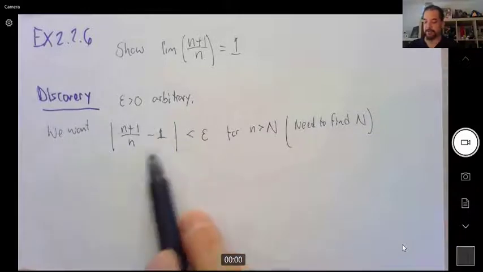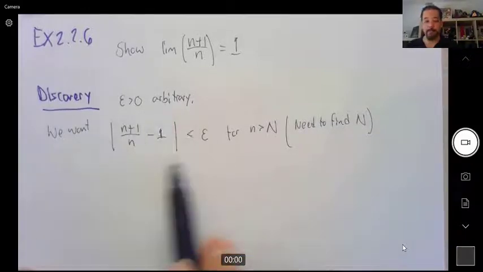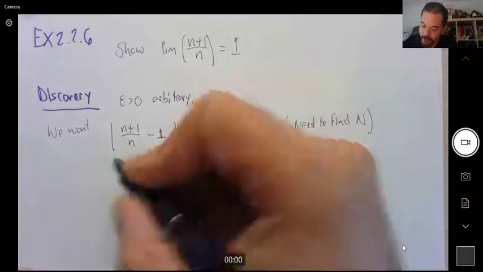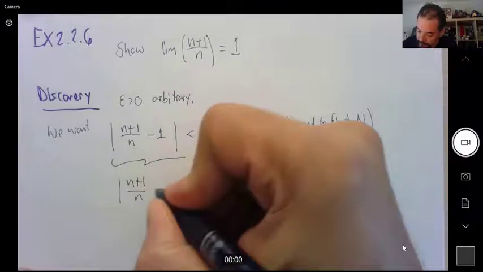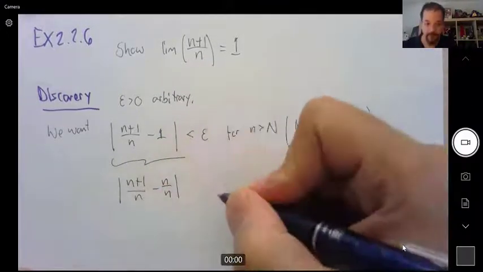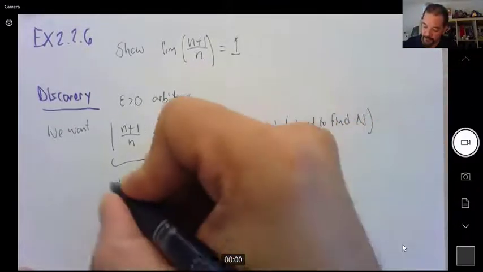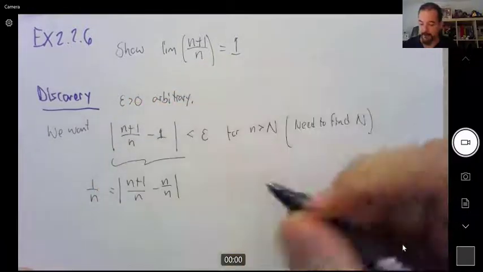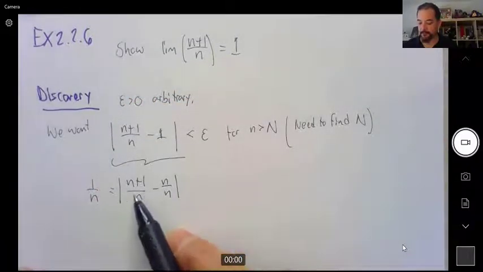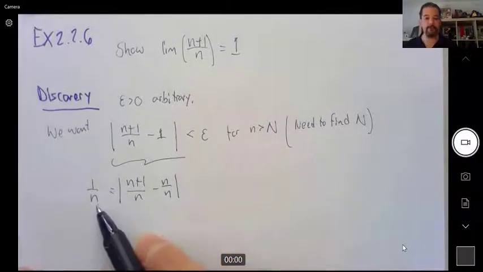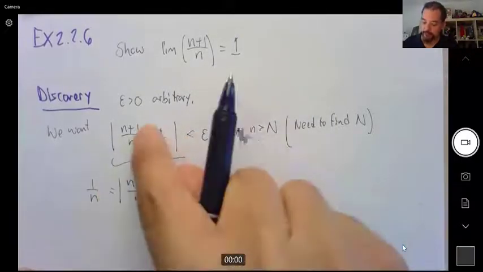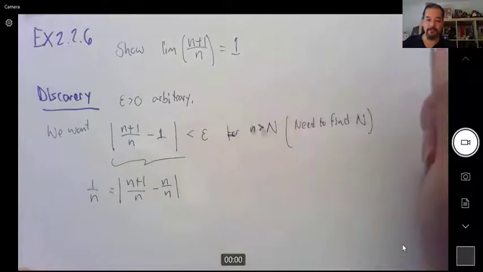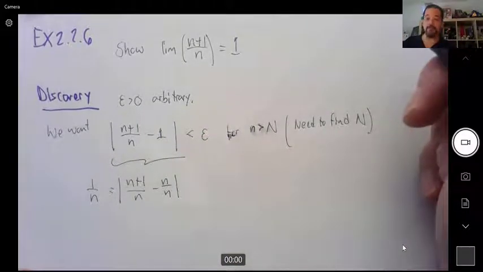Well, let's make sense of this expression, right? What is this expression? Well, this expression is n plus 1 over n minus n over n, right? So in other words, it's just 1 over n. Yeah, I don't need the absolute value bars, because when you cancel the n's, it's 1 over n, and 1 over n is positive, so I don't need the absolute value bars. So this is the same as 1 over n. That's not too bad, right? So 1 over n less than epsilon is what we want.